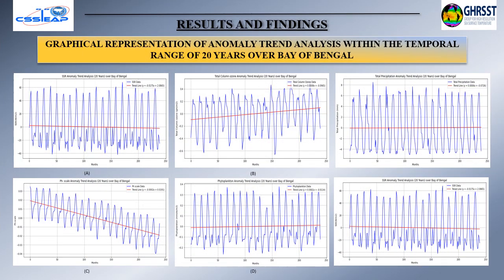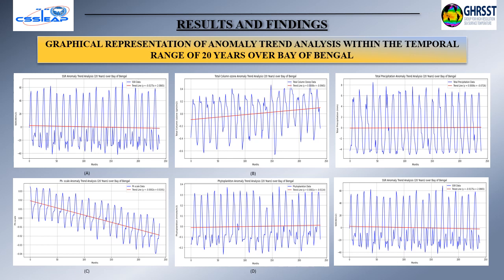So these are the graphical representation of anomaly trend analysis within the temporal range of 20 years over the Bay of Bengal. Separately, I have taken the Bay of Bengal and Arabian Sea. Though from the slides it is not quite visible how the trends are increasing or decreasing, here we can see the pH anomalies trend analysis. There is a successive decrease that we can see, that is, the pH over the Bay of Bengal seems to be decreasing, that is, it is becoming less alkaline.